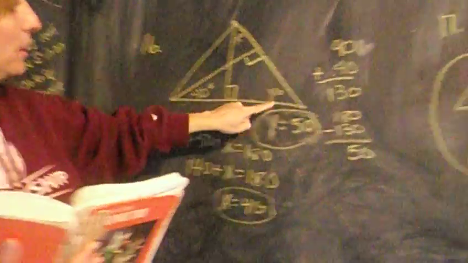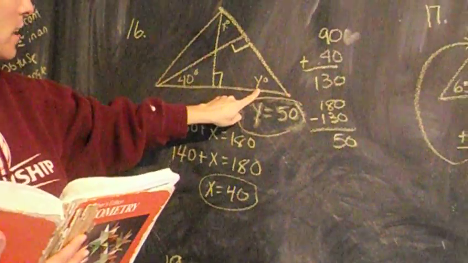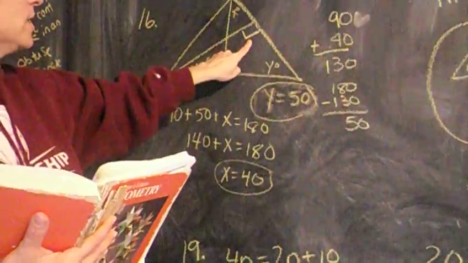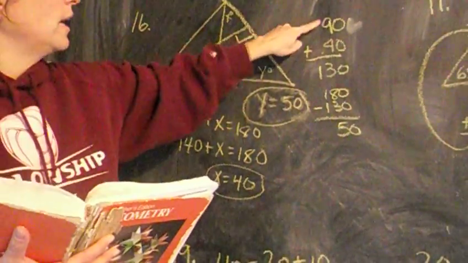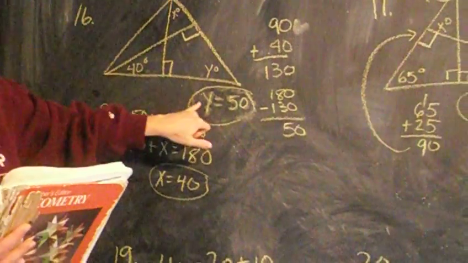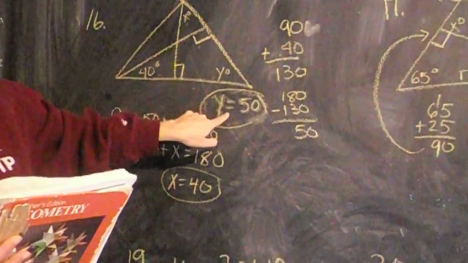So here's a right triangle. I've got x and I've got y, and I've got another right triangle, and I've got 40 and 90, so I can figure out y. 90 plus 40 is 130. 180 minus 130 is 50. I don't know what happened to this. It looks funny, but y equals 50.